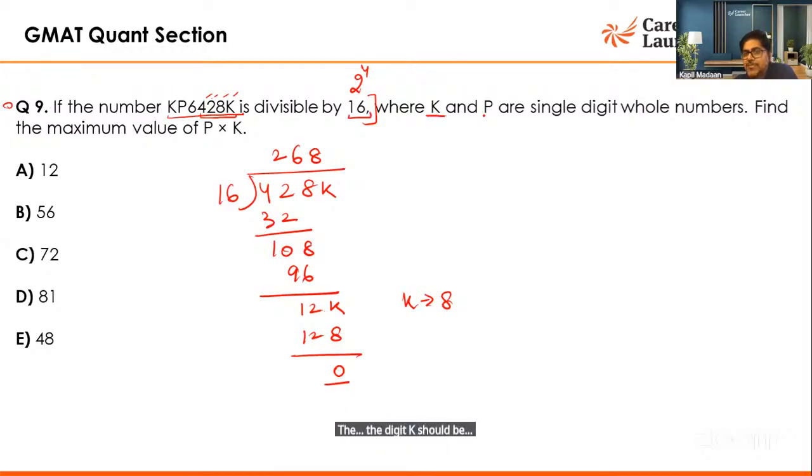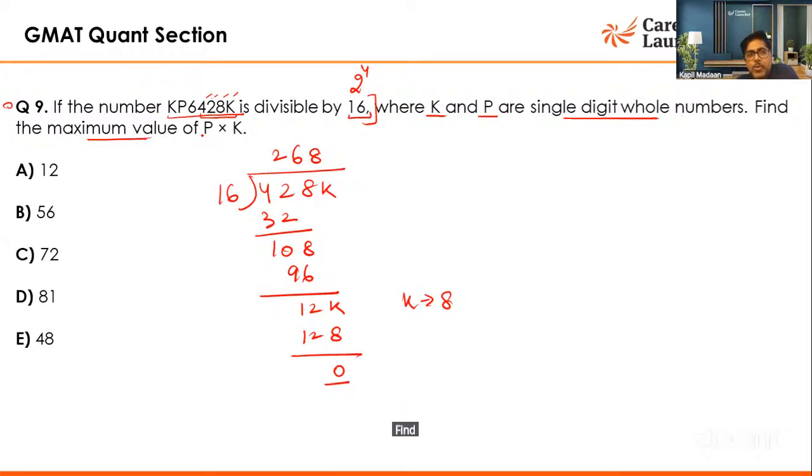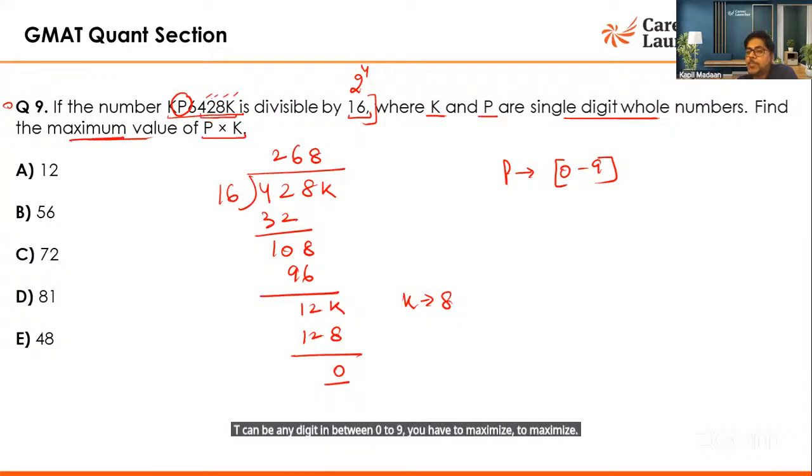The question says that P and K are single-digit whole numbers, find the maximum value of P into K. Now, what about P? P can be any digit between 0 and 9. You have to maximize the product, P times K. The value of P has to be maximum.